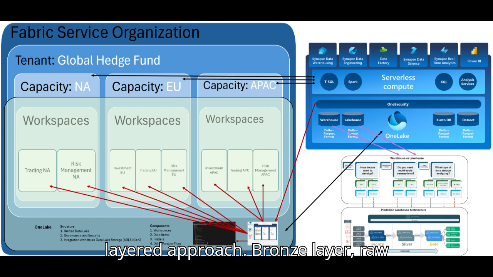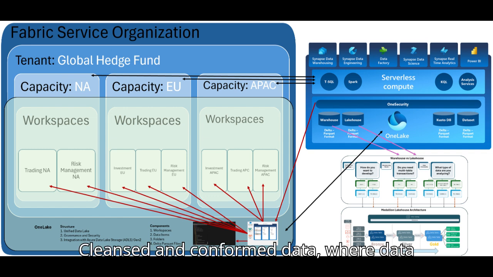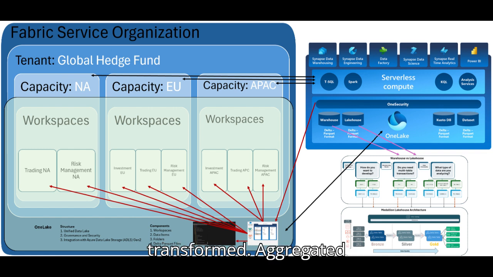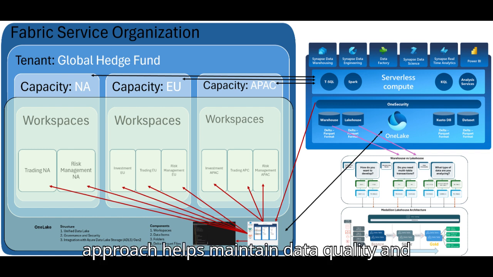Bronze layer, raw data ingestion, storing data in its original format. Silver layer, cleansed and conformed data, where data is validated, deduplicated, and transformed. Gold layer, aggregated and enriched data, optimized for analytics and reporting. This layered approach helps maintain data quality and ensures that data transformations are transparent and traceable.